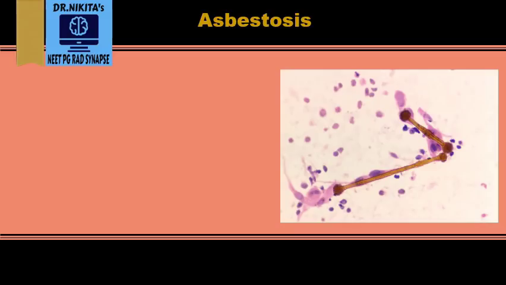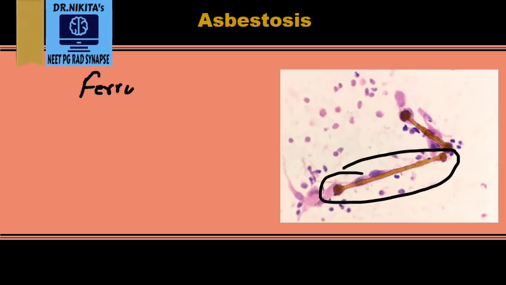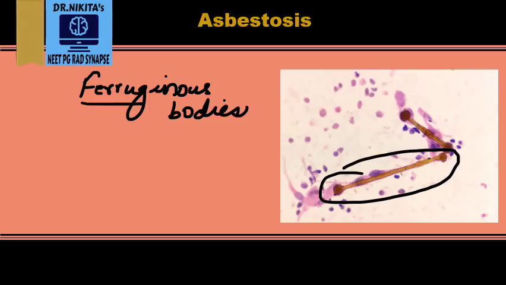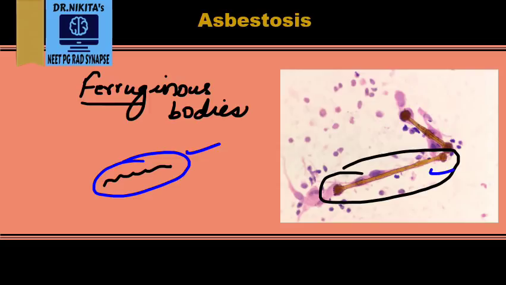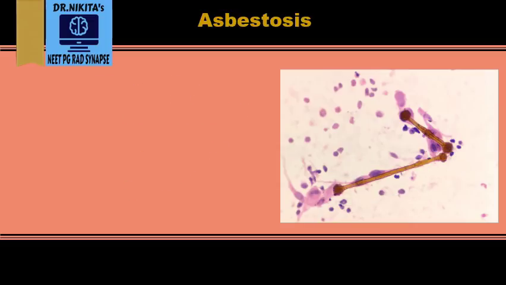Pathologically, what do we see on slide? We see these dumbbell shaped ferruginous bodies or asbestos bodies. Ferruginous bodies are seen in asbestosis, these dumbbell shaped. As the term says, ferruginous, these are asbestos fibers which are coated with iron protein complex, so they stain positive with iron stain. So those are dumbbell shaped ferruginous bodies which are seen in asbestosis.